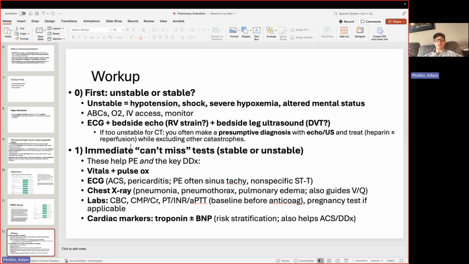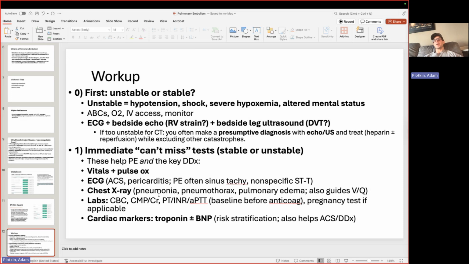But getting the EKG can help us rule out a STEMI or NSTEMI. It can help us rule out pericarditis and other things along those lines that could be manifesting as this chest pain. We could get a chest x-ray that could show us a pulmonary infiltrate that might key in on pneumonia, pneumothorax, pulmonary edema.